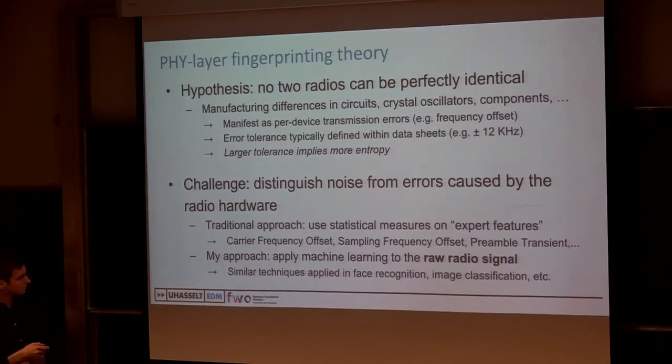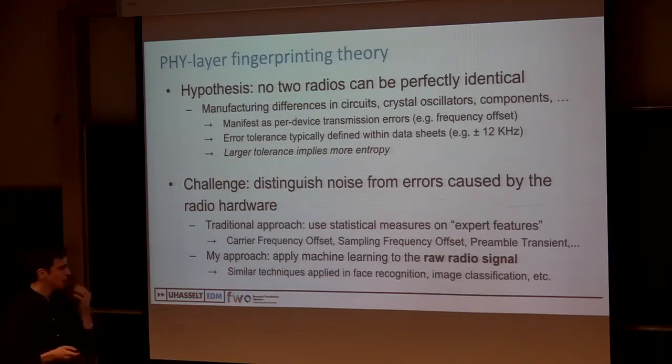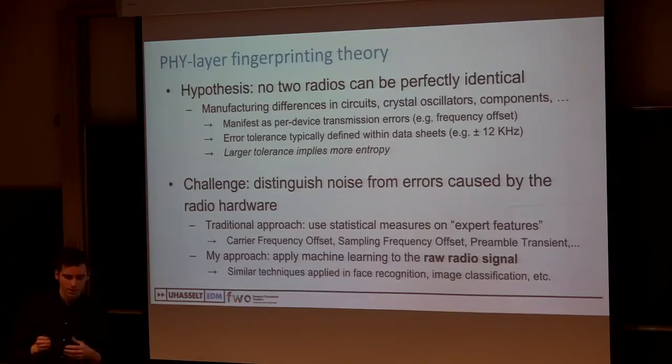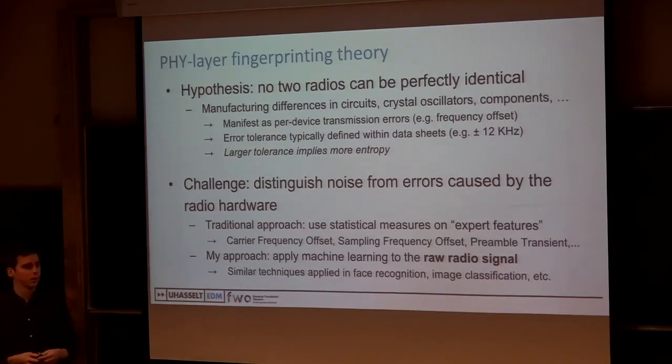A larger tolerance also implies more entropy, of course, because the more you allow your devices to have different properties, the higher the probability that you can fingerprint them. So the challenge here is to distinguish these particular errors caused by the radio hardware from noise from the channel. Now, traditionally, people have used what I like to call expert features. So people would just think about what would be useful features to use to fingerprint a device.